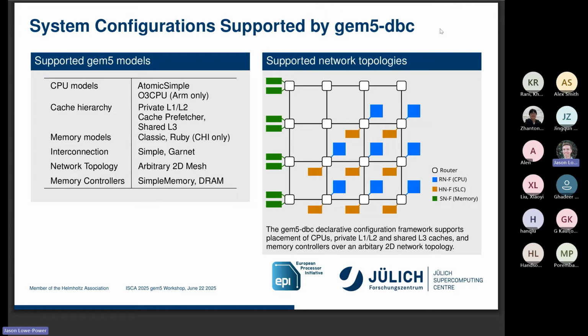And this is the default network topology you can configure. So this is out of the box. But if you want to do other system configurations, you can, but then you will need to add the filter by yourself. gem5-dbc, of course, will support that with the same workflow.